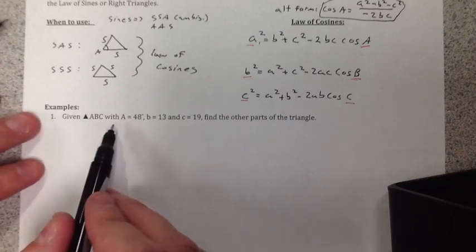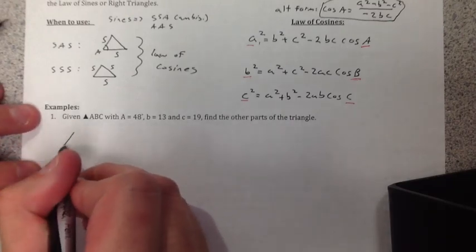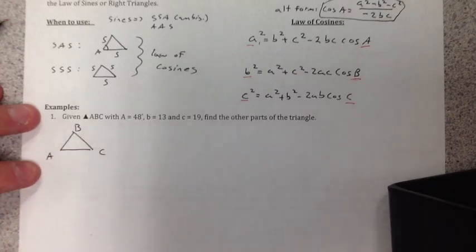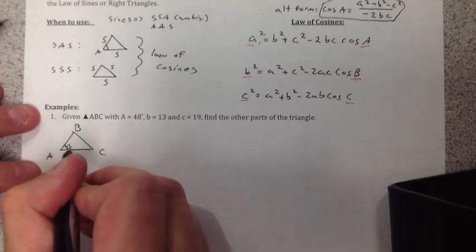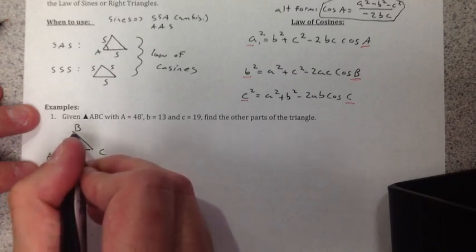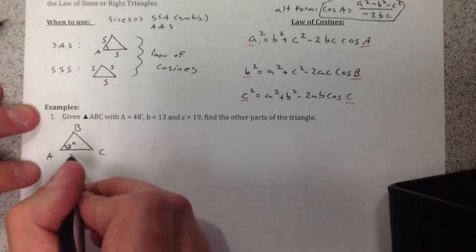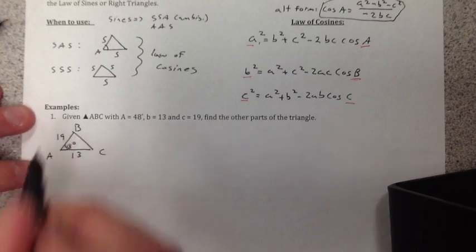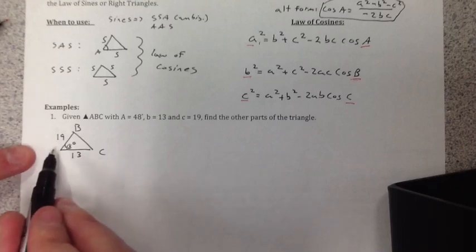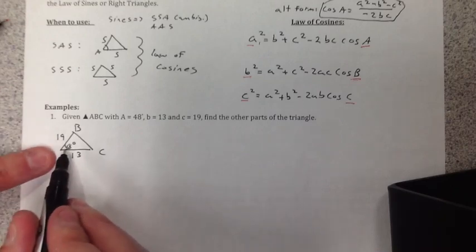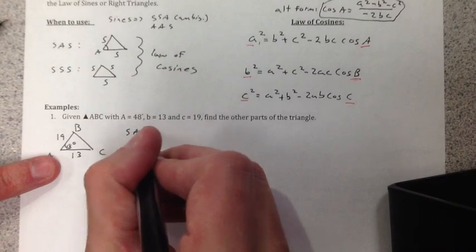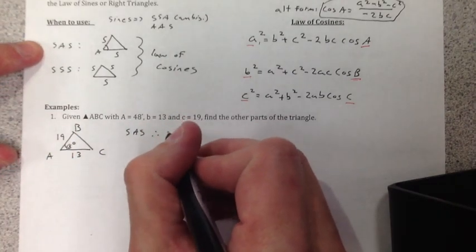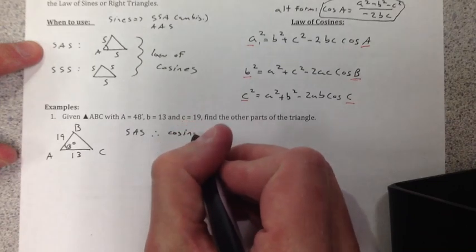Given triangle ABC, the first thing I'm going to do is draw out the triangle: A, B, C. They give me angle A as 48 degrees. Remember b is the side opposite B, it's going to be 13. And c, the side opposite C, is going to be 19. Now, take a look at what they gave us: a side, the angle in between, and another side. This is side angle side. This matches up with my law of cosines, so we're going to use our cosines law here.